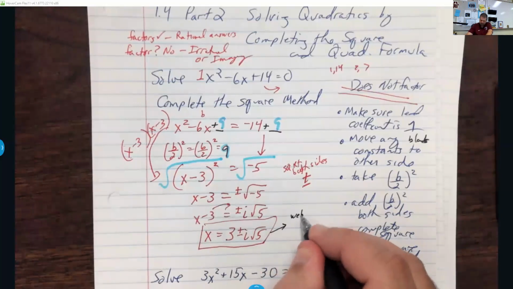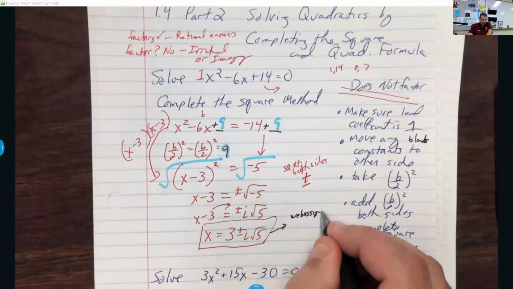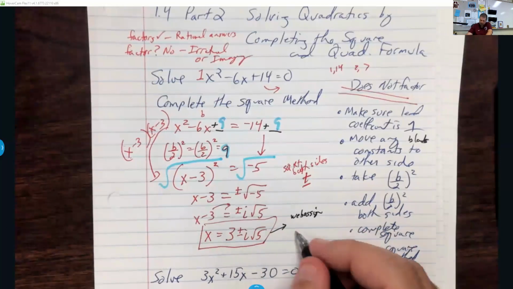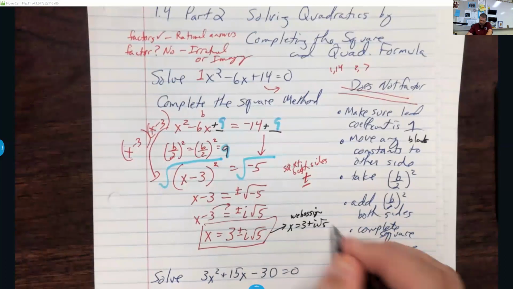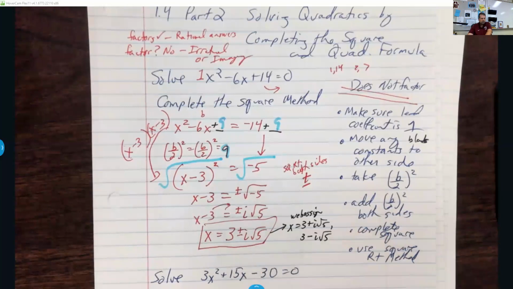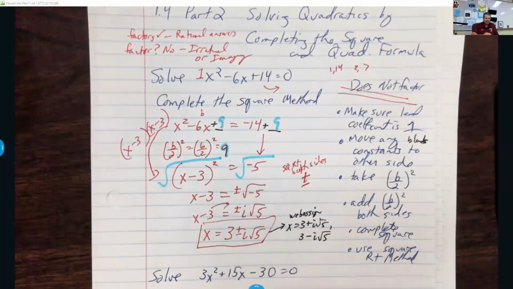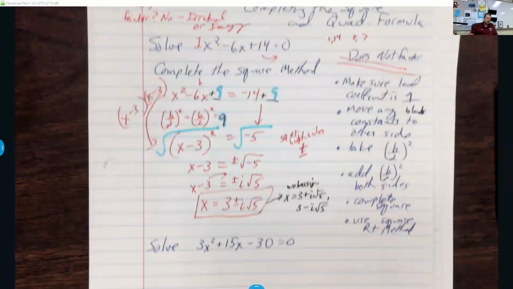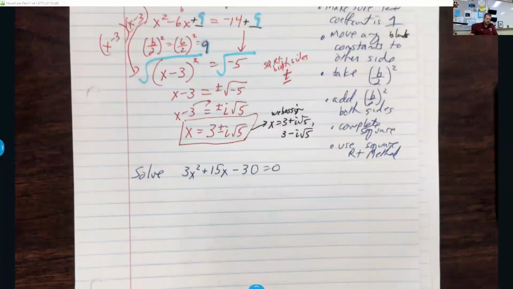WebAssign will make you write down. This is when WebAssign is not very cool. It would be x is equal to 3 plus i root 5 and 3 minus i root 5, comma in between. Okay, so that's how you'd have to write the WebAssign answer. Again, that's why it's important to watch the videos.